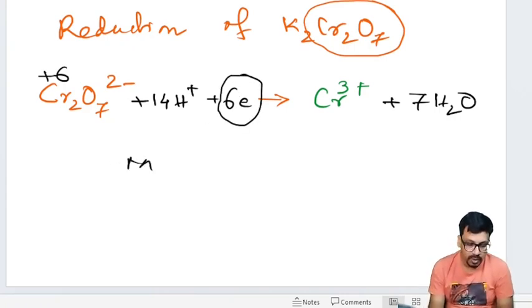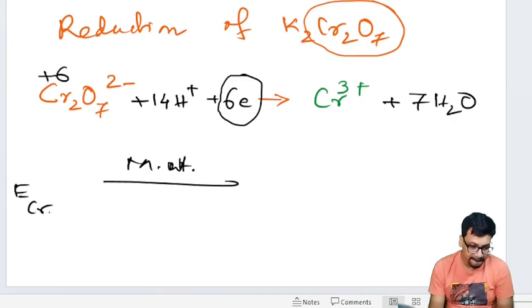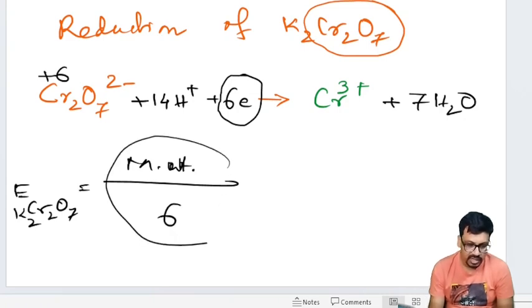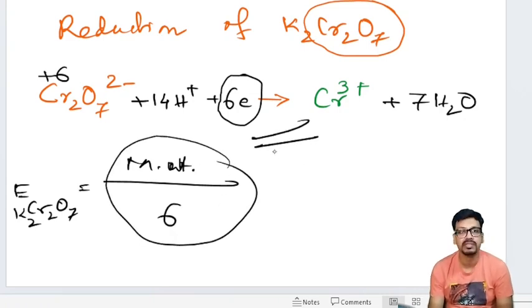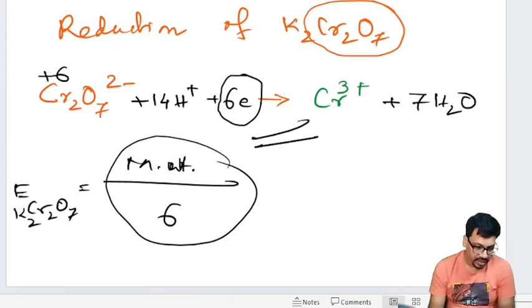So here the equivalent weight of K2Cr2O7, that is, the molecular weight is divided by 6, because here 6 electron transfer takes place. Clear? Now these are the oxidizing agents. Okay.